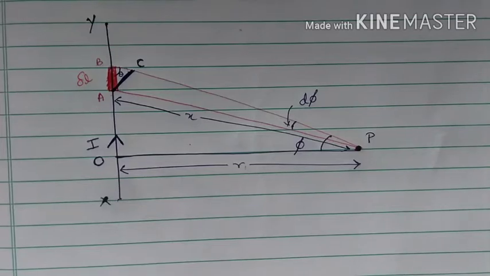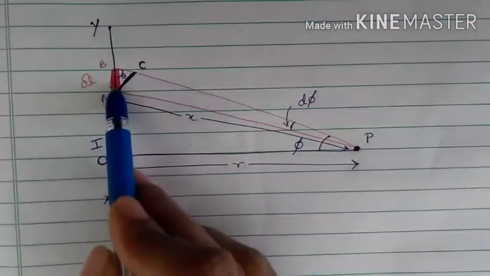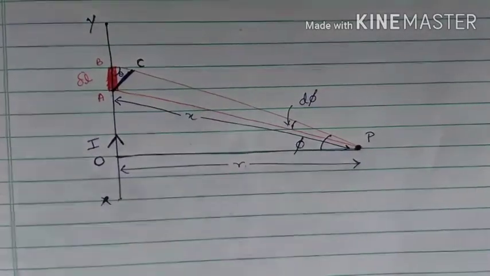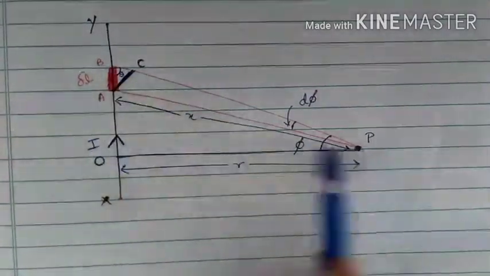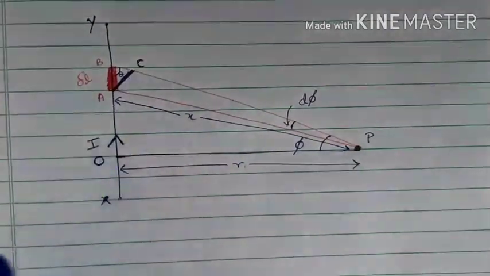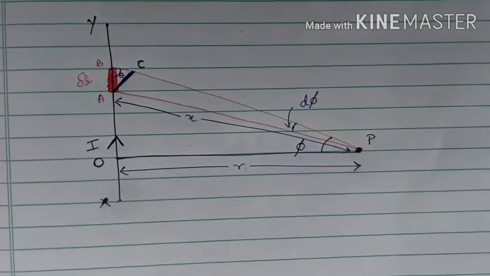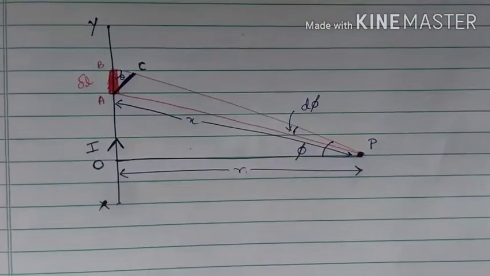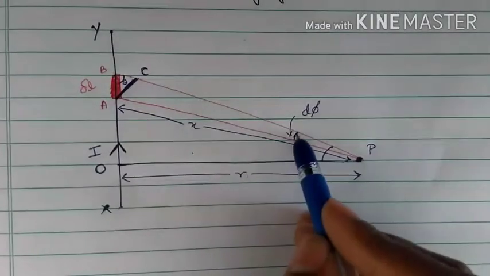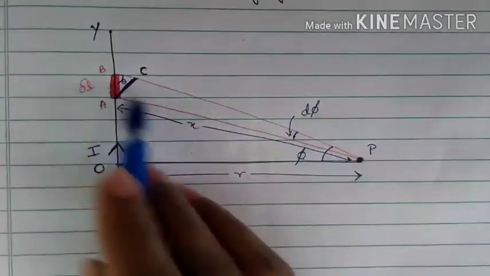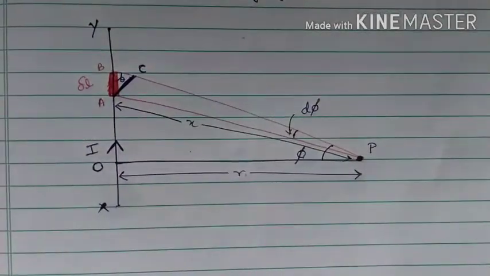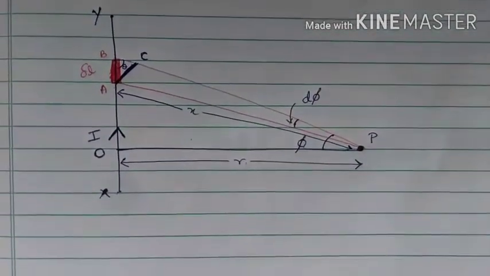For this small element, we have to find the field at point P. To do that, first we have to draw a straight line from A to P and B to P, and then draw the perpendicular line from A to C. Here, if you see, this angle is phi, and the small angle which is formed by joining these two lines is d phi. So this is the basic diagram that you have to understand.